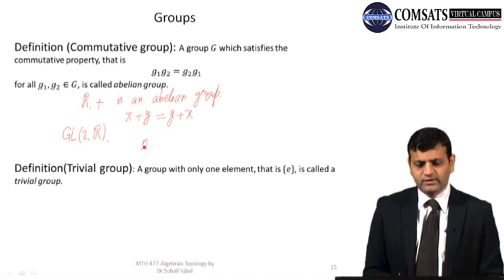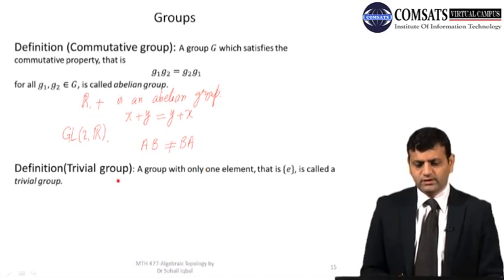So if I multiply two matrices A and B of order 2 cross 2 with entries from R, then in general A into B is not equal to B into A. So take any two matrices in particular, and this is an exercise for you to show that A into B is not equal to B into A.